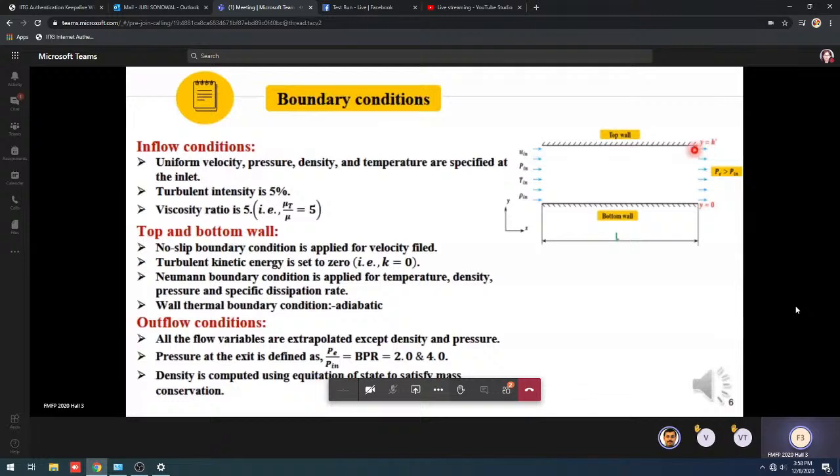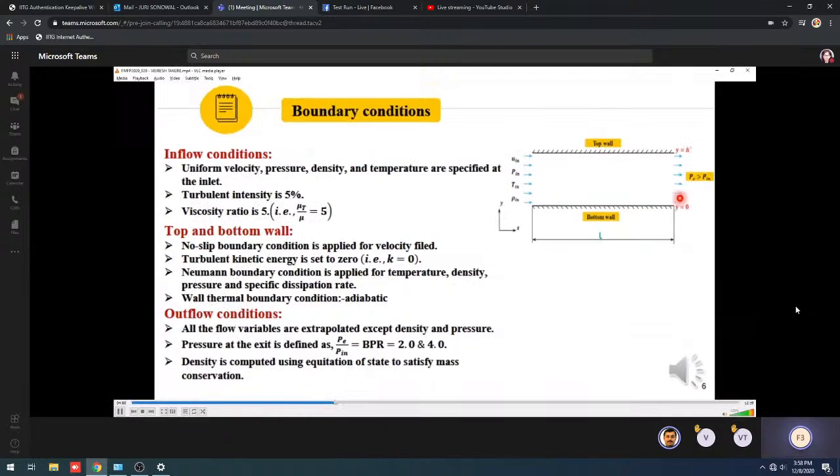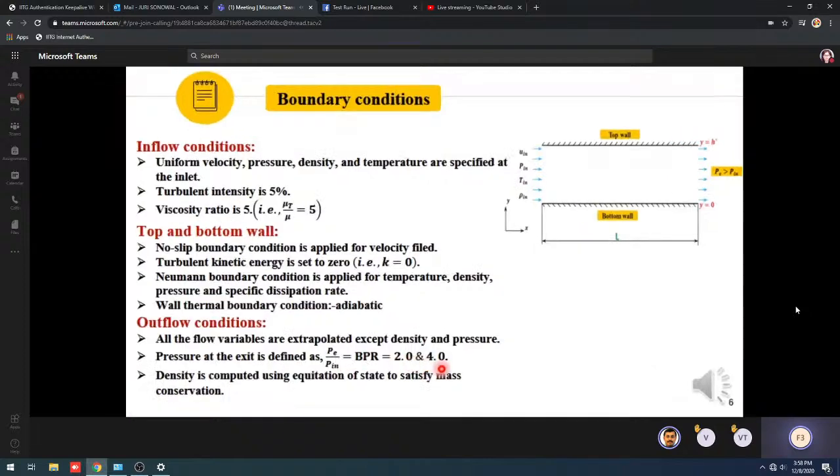The pressure at the exit of the channel is specified using the BPR, that is, the back pressure ratio, which is defined as P exit by P in, and is equal to 2 and 4. Density is computed using the equation of state to satisfy the mass conservation at the exit of the channel.